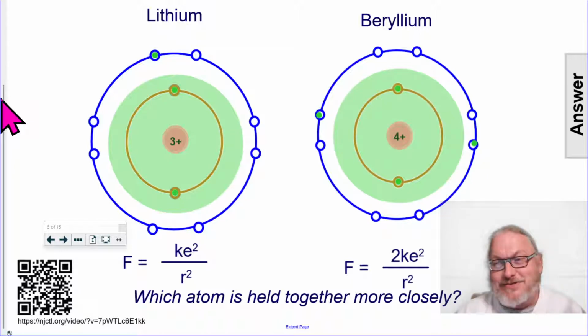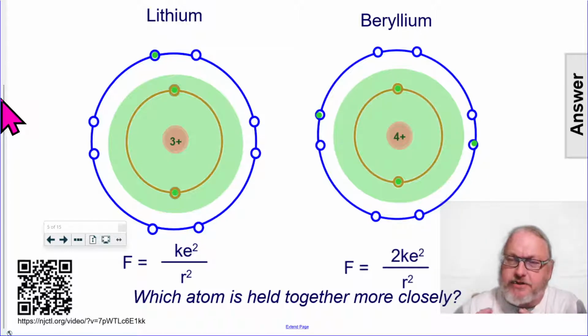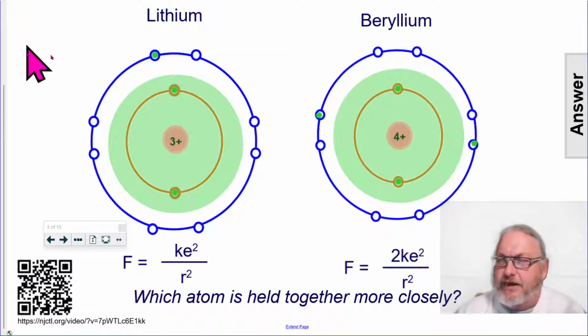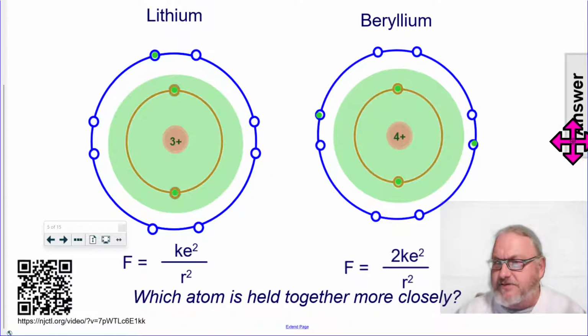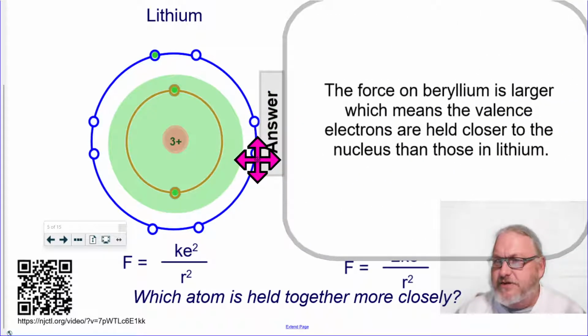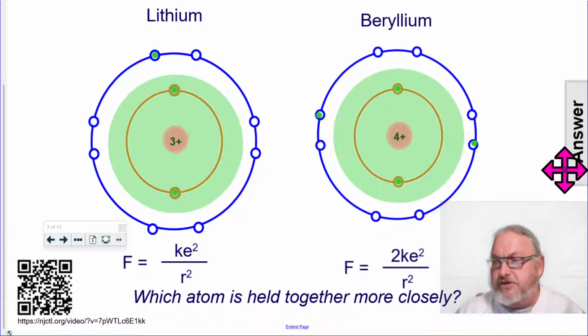So it's going to have a Coulomb's equation of 2k squared over r squared for the force. So which atom holds its outer electrons tighter? That's a good word to use. Think about it. And if you said beryllium, you would be 100% correct because of that Zeff. It's larger. The force is larger. So that means those valence electrons are going to be held closer to the nucleus than those in lithium.